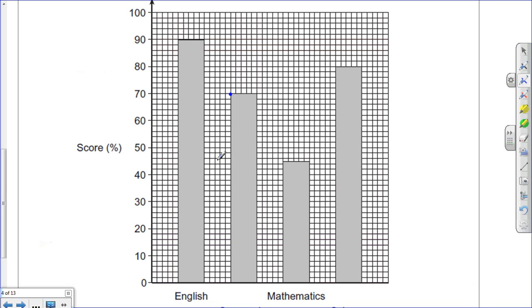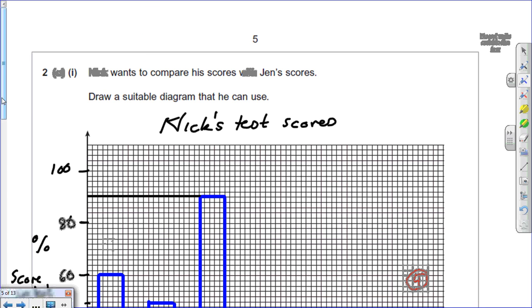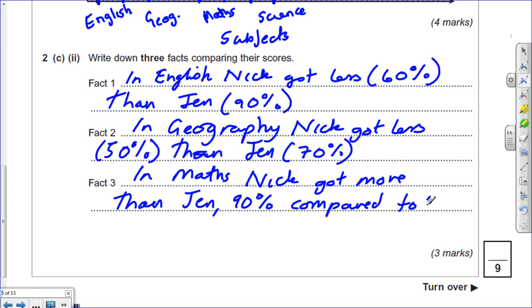And for each of those, just pointing out which ones, in which subjects, who was better, we get 1 mark. Another way you could have answered this would be to say, comparing their strongest subjects. So Nick's best subject was maths, whilst Jen's was English, and so on, and which one was the weakest, and so forth. So there were other ways of doing it. But I think this is the most straightforward and logical way, is to just look at each subject, each of the first 3 subjects, and then make a statement comparing how well they did.